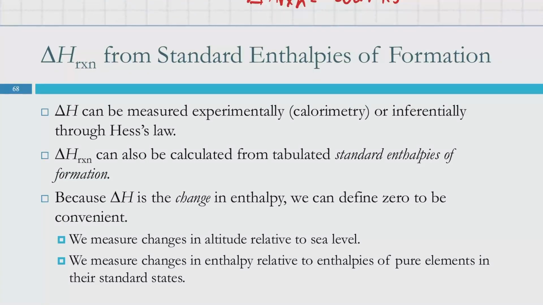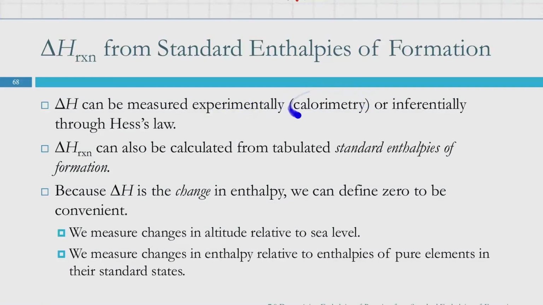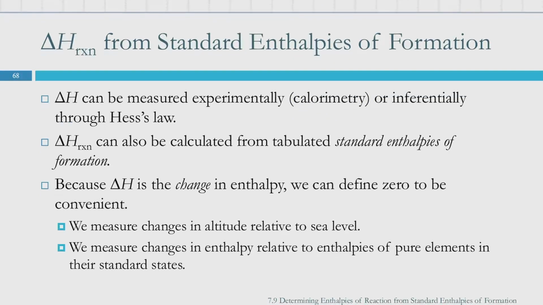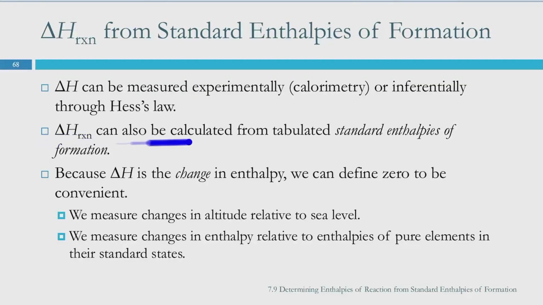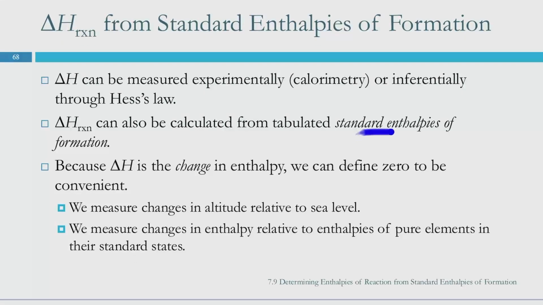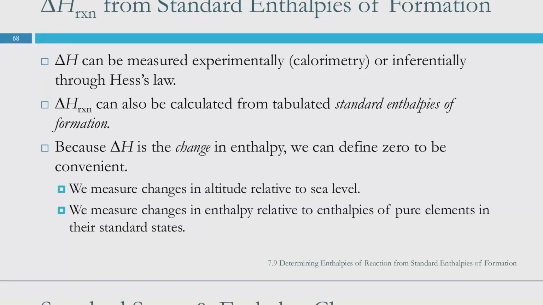So our delta H we can measure experimentally by doing calorimetry, either constant volume or constant pressure, coffee cup calorimetry, or by inference through Hess's law by adding up a sequence of steps. We can also calculate a delta H from standard enthalpies of formation. So we're going to look at some tables in a bit here that show us standard enthalpies of formation. Because delta H is a change in enthalpy, since it's a change, that means that we need some reference state. So we can define a convenient reference state, a convenient 0 value for whatever is convenient.